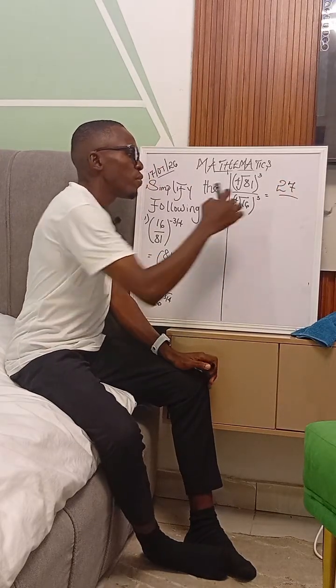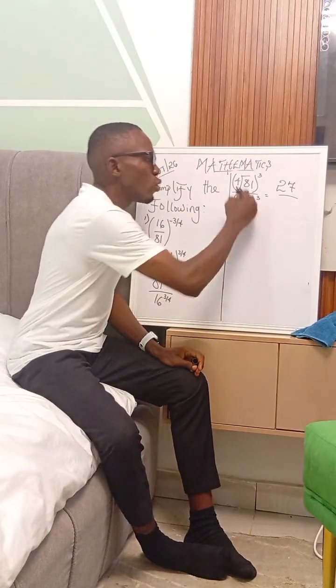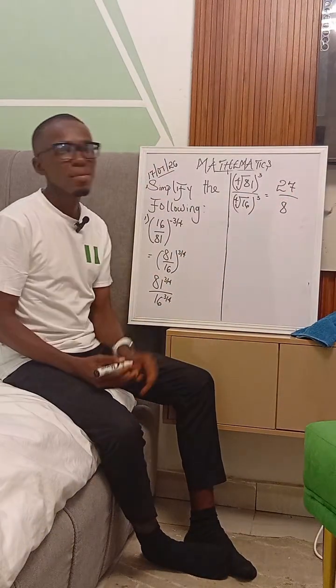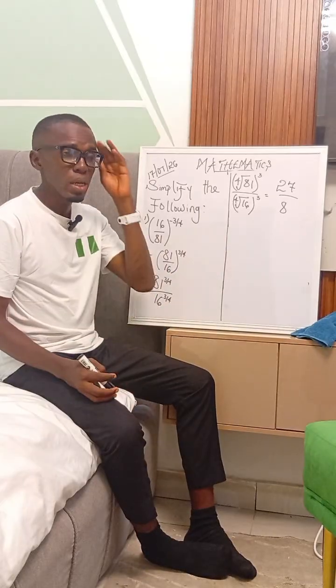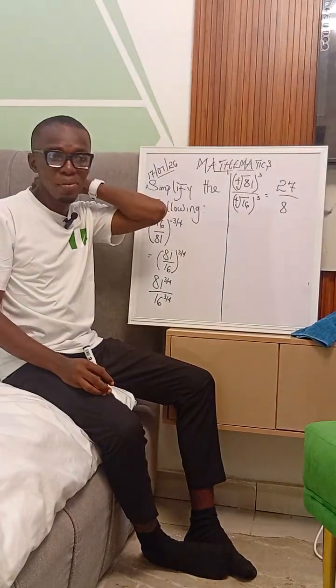All over the fourth root of 16, a number you multiply 4 times to get 16. That's 2. So 2 to the power of 3 is 8. And I can leave it that way as my answer, or simply put it in an improper fraction.